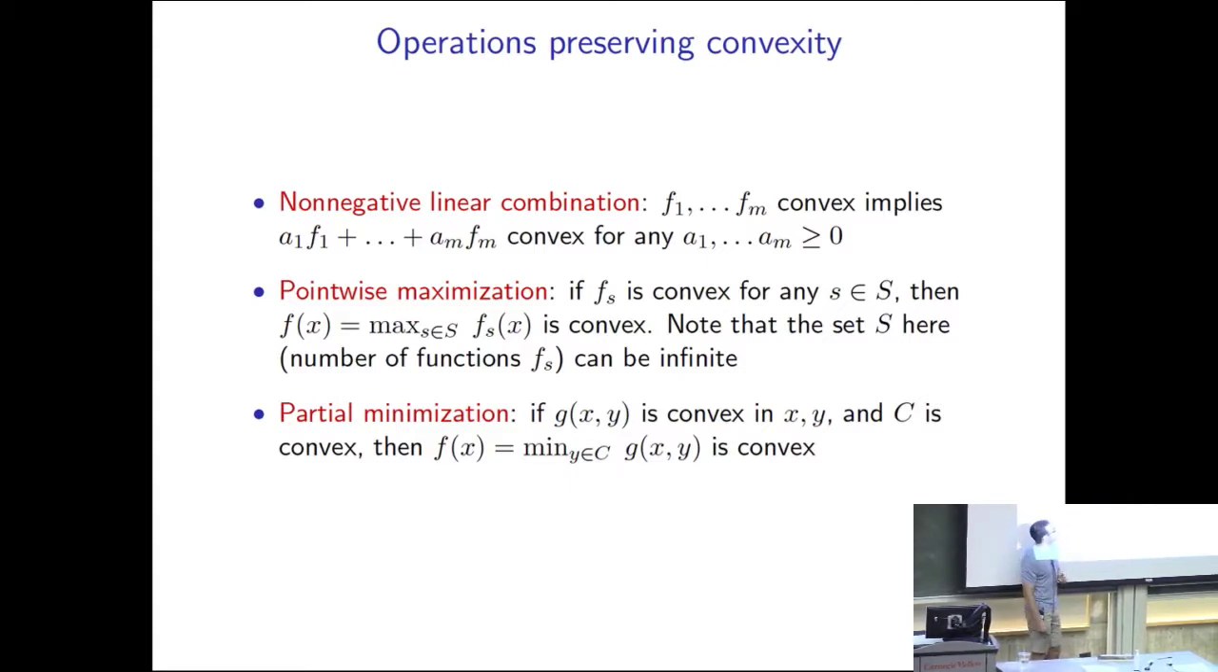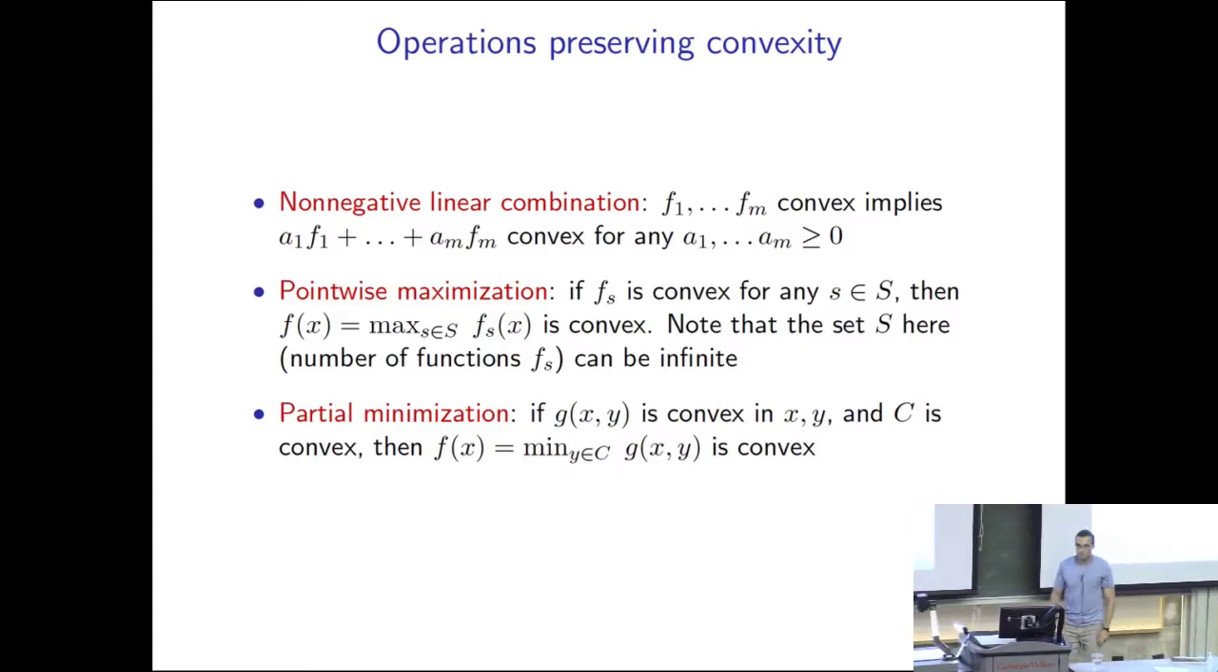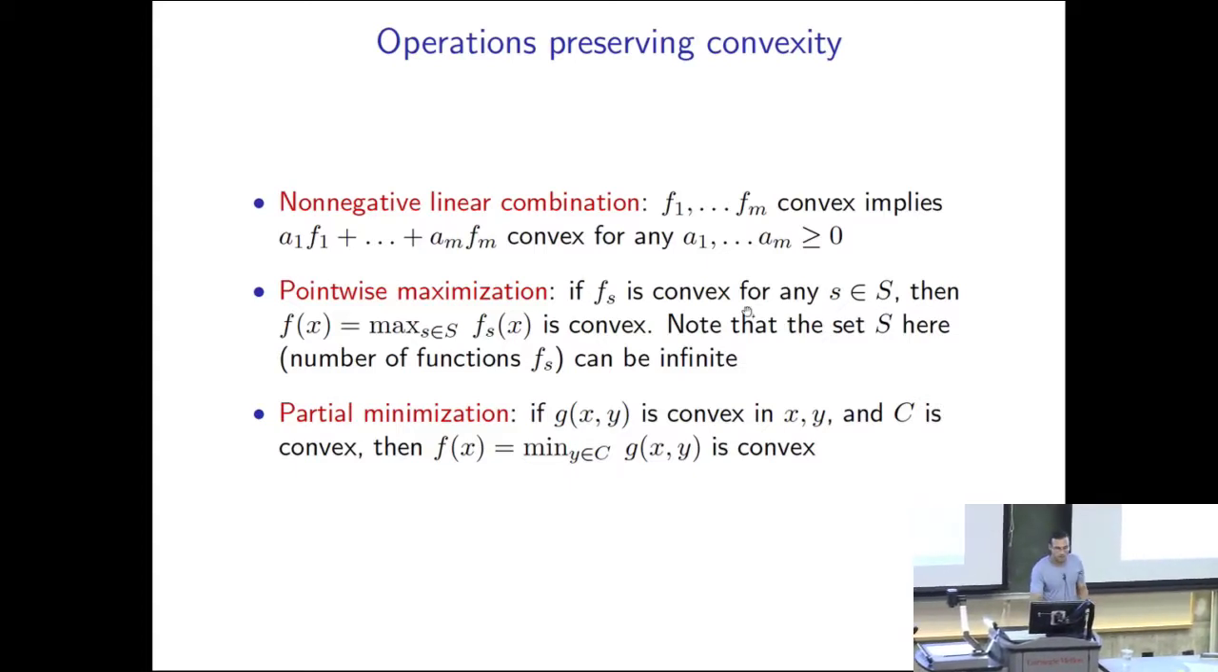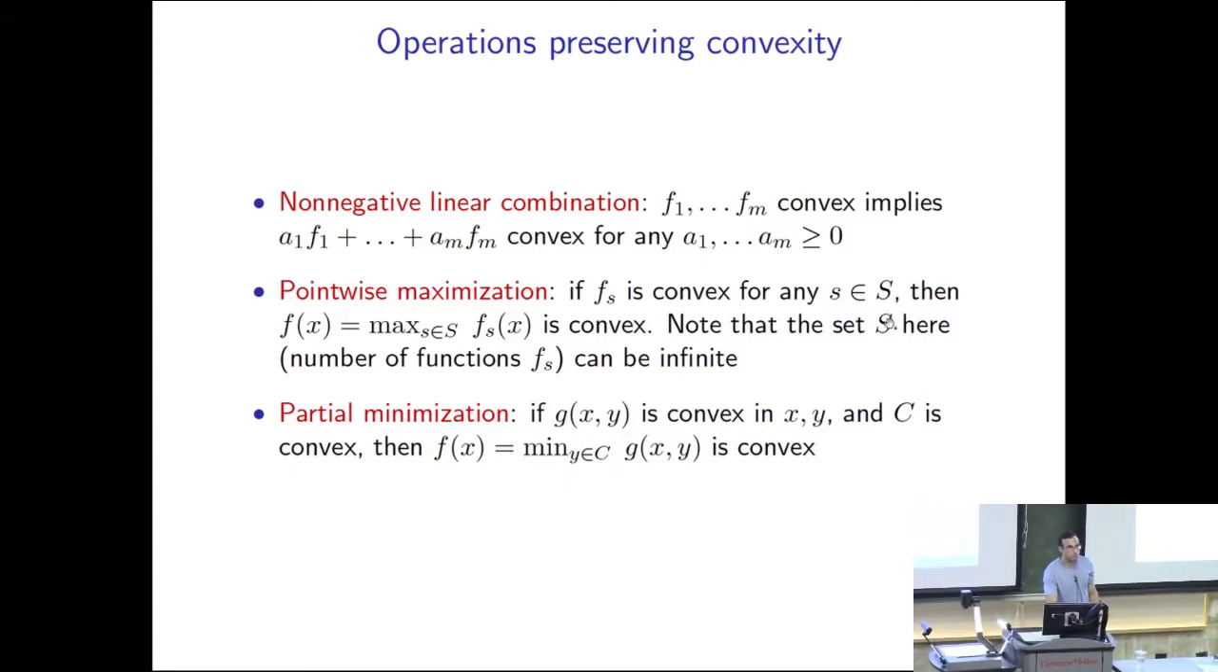Then that thing is always convex, provided that each one of these functions was convex to begin with. So we call this pointwise maximization. And the set S here is really arbitrary. Like I said, it can be infinite. It could even be uncountable. It could itself be Euclidean space. So doing pointwise maximization preserves convexity.